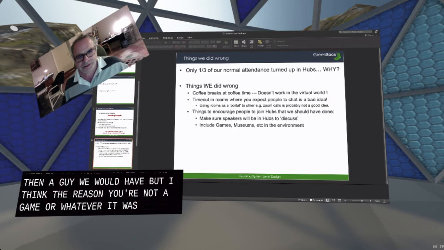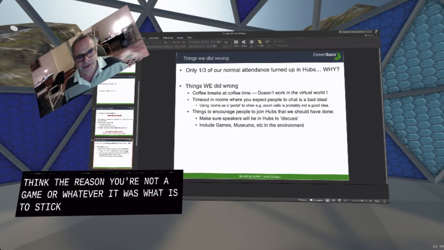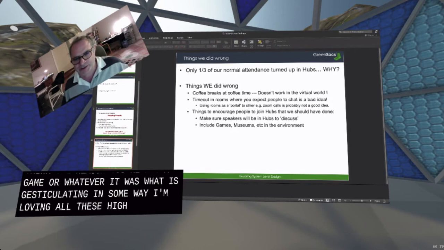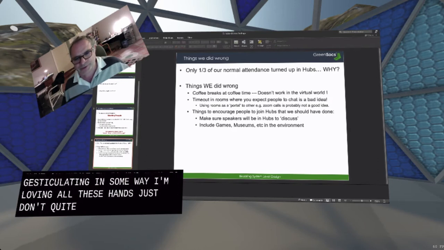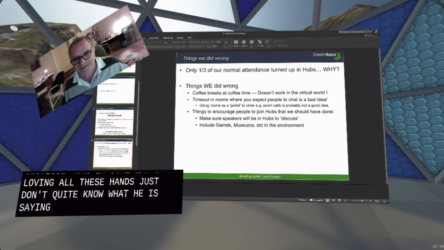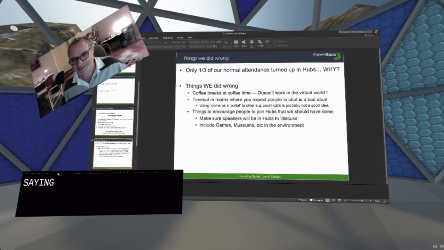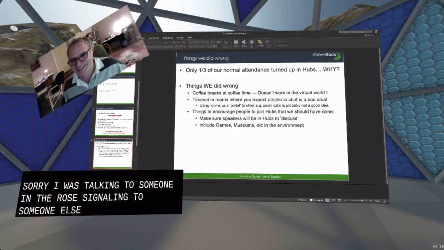Holly is gesticulating in some way. I'm loving Holly's hands, just don't quite know what Holly is saying to me. Holly, did you want to put your hand up? Sorry, I was talking to someone, signaling to someone else in the physical room with me.